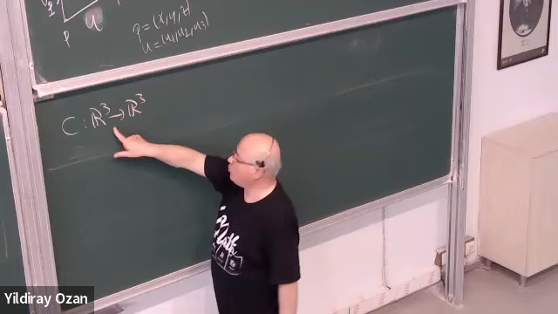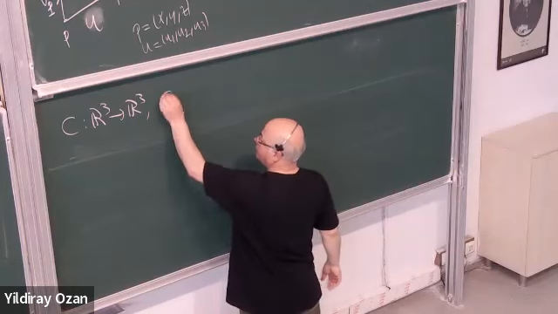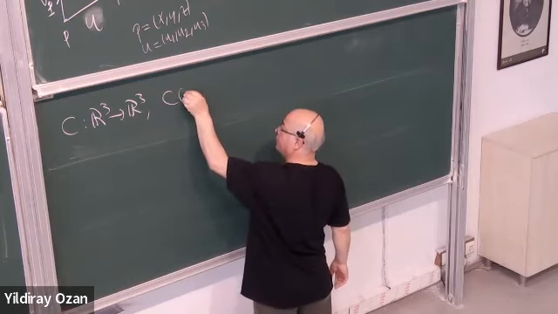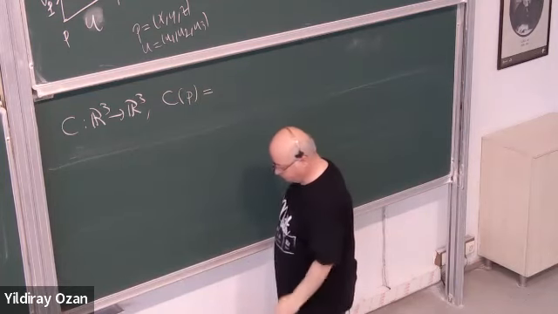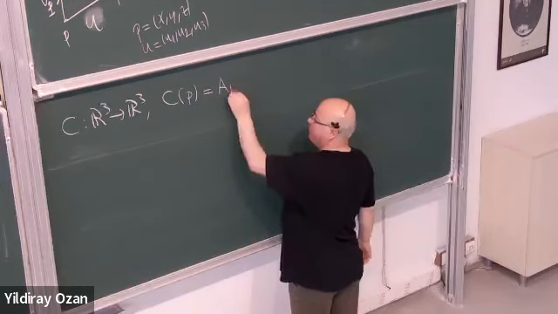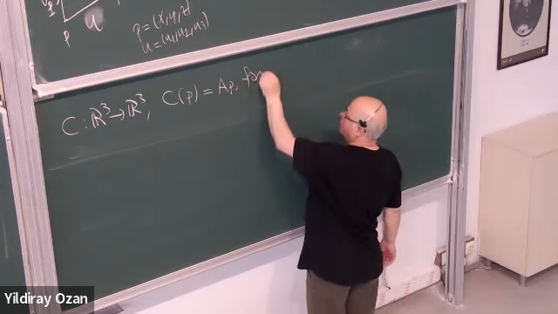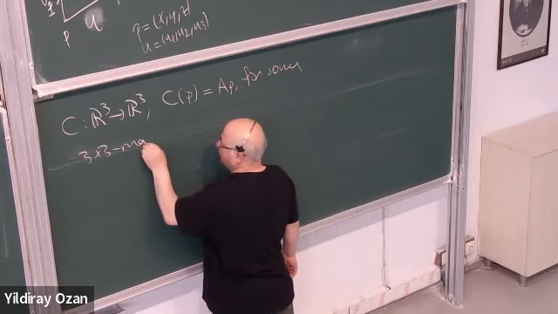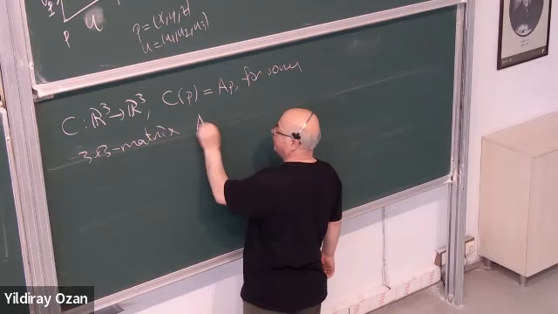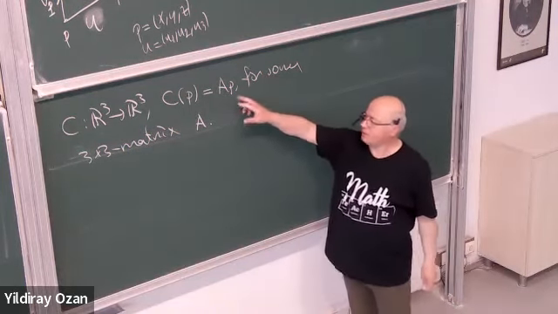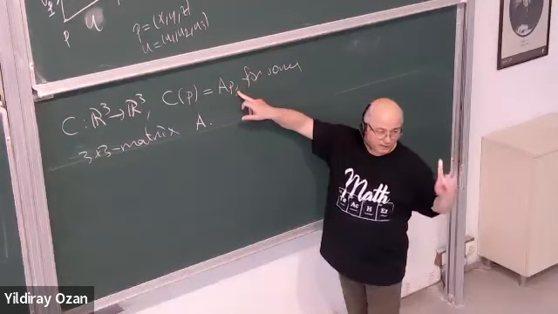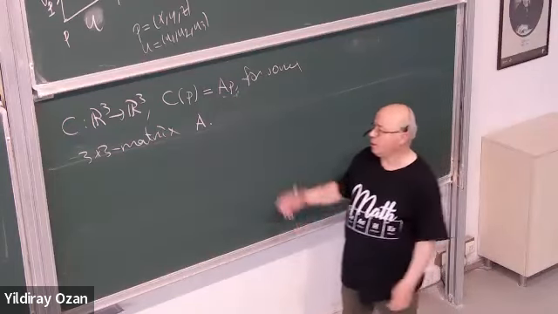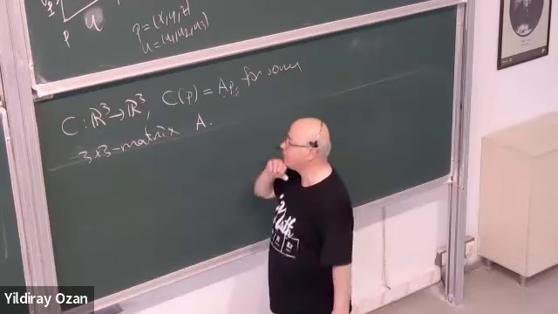Suppose C is a linear map given by C of P is just A times P for some 3 by 3 matrix A. So it is just matrix multiplication. Here I regard P as a point in R3 or as a vector so that I can multiply with the matrix. So what about the differential of this?